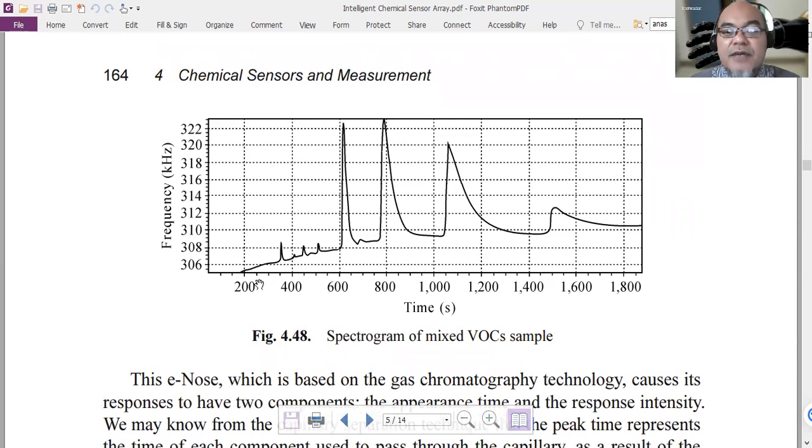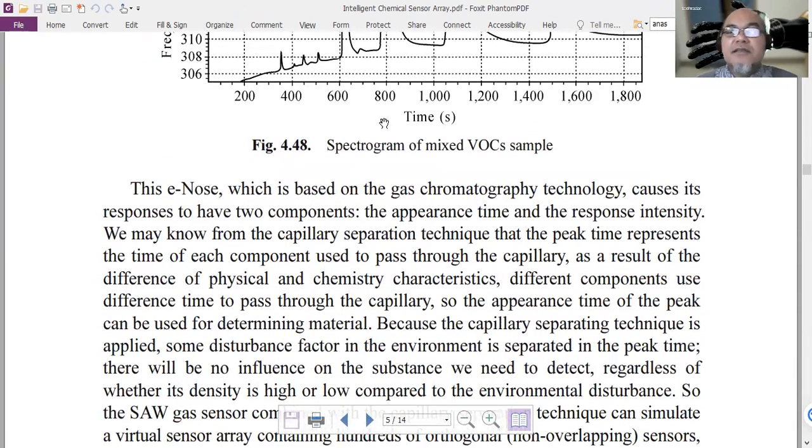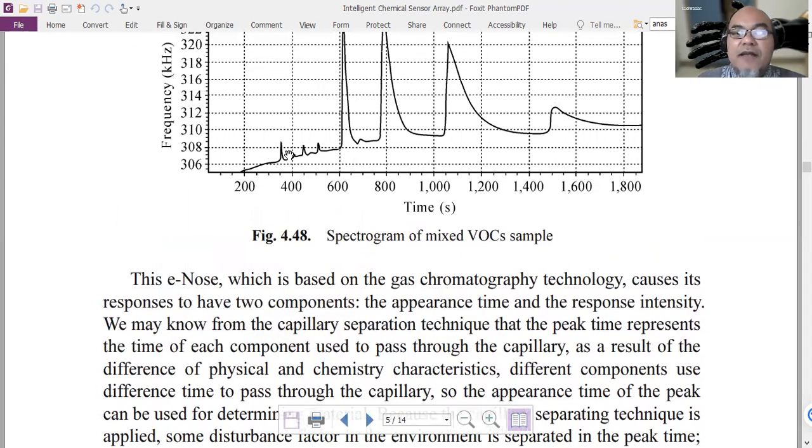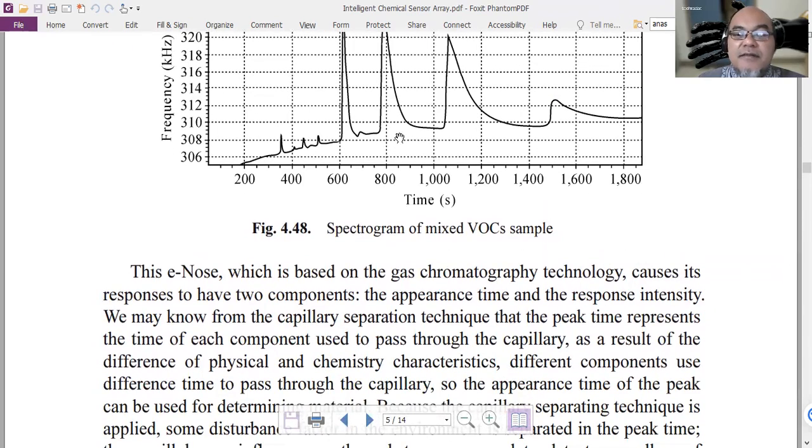One detection result of the mixed VOC of the sample is shown here in this figure. This is the spectrogram. So each at different time it will have a different shift, yeah, frequency shift, because it interacts with different parts of the surface acoustic wave sensor array. So this is similar to GC technology, basically gas chromatography, because it uses this capillary separation technique. So it responds with two components: the appearance time, at what frequency it appears, and the response intensity.